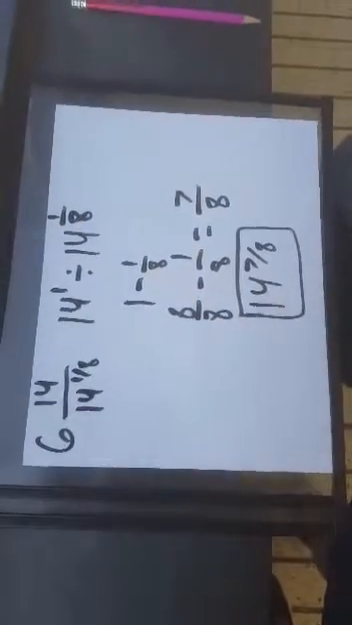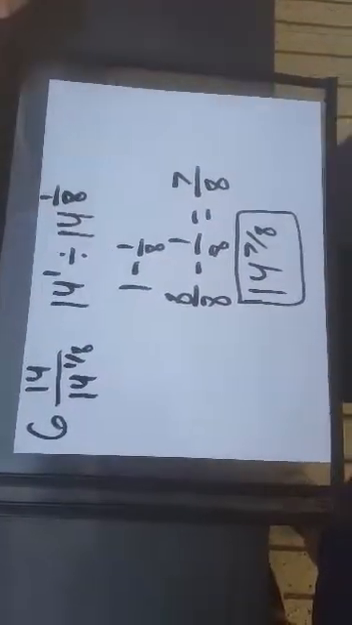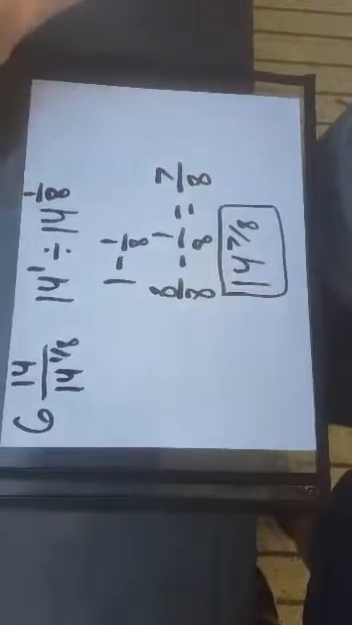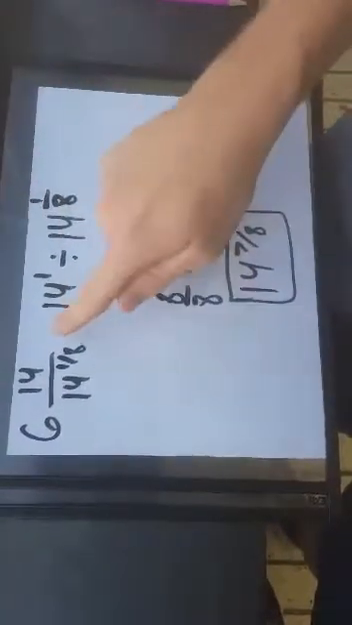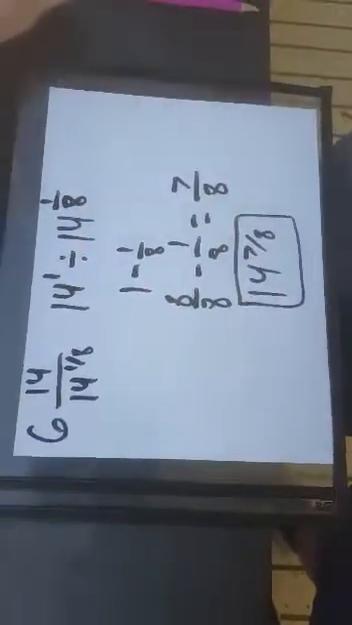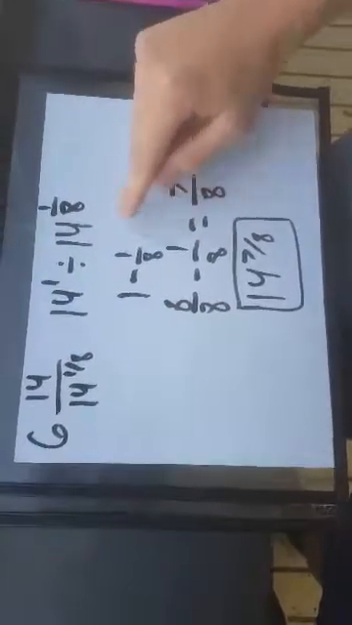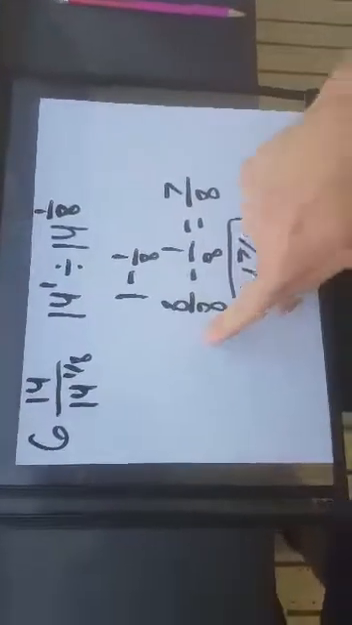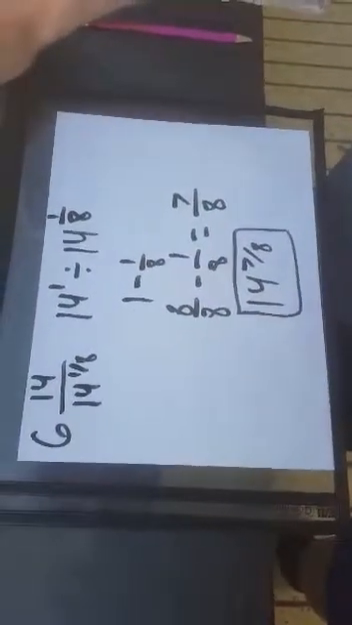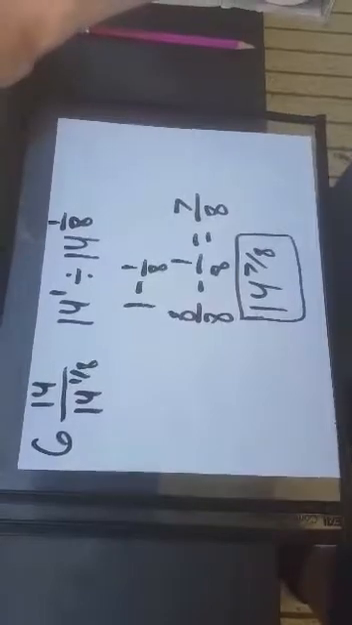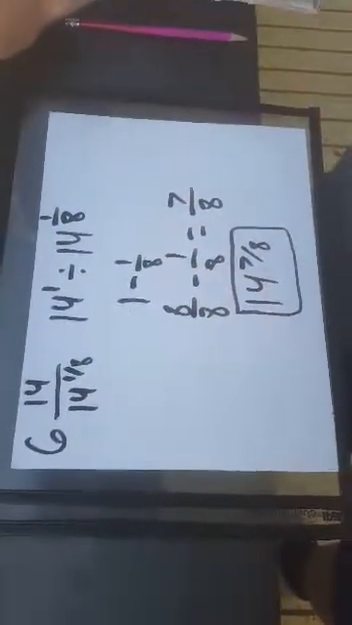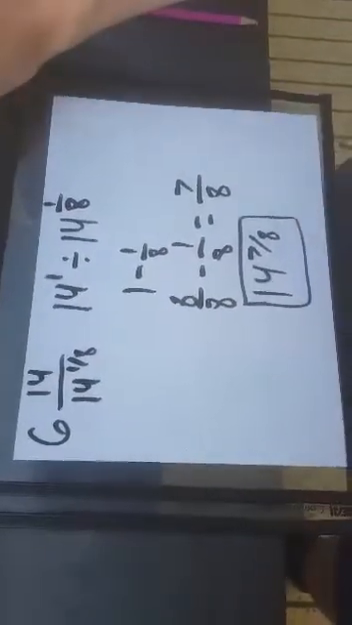In problem number 6, you have to subtract the powers. So here you have 14 over 14 to the 1 over 8. 14 has the power of 1, so when you subtract the powers, you do 1 minus 1 over 8. To make it easier, you can just give them a common denominator. So 1 equals 8 over 8. So you have 8 over 8 minus 1 over 8 equals 7 over 8, which comes out to equal 14 to the 7 over 8.